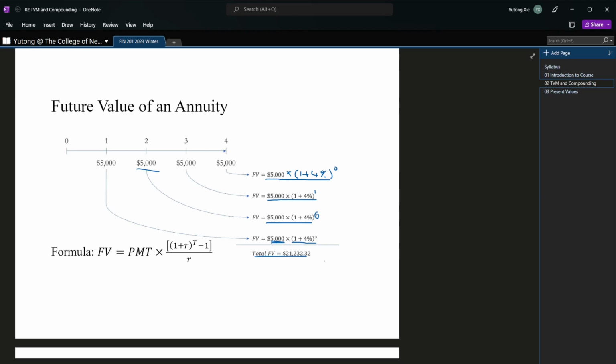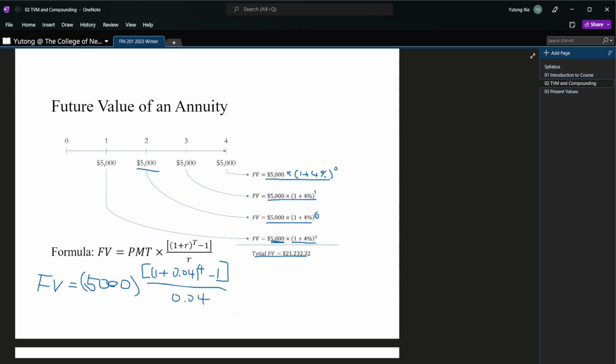So there's a formula that you can use if you like to calculate the future value of annuity that is listed here. So payment is essentially 5,000. So if I want to plug in everything, future value equals the payment, which is 5,000, times (1 plus 4%, 0.04, raised to the power of 4, minus 1), divided by R, which is 0.04.